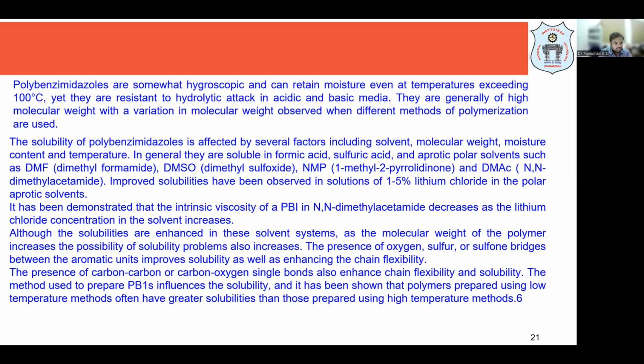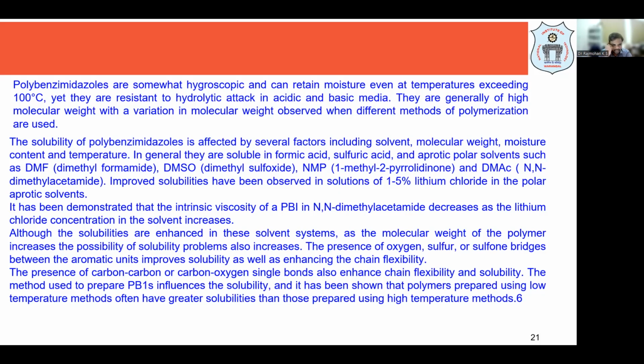If you look at the properties of these polybenzimidazoles, they are somewhat hygroscopic and can retain moisture even at very high temperatures, more than 100 degrees Celsius. Yet they are resistant to hydrolytic attack in acidic and basic media. They are generally of high molecular weight, with a variation in molecular weight observed when different methods of polymerization are used. The solubility of these polybenzimidazoles is affected by several factors, including what kind of solvent is used, the molecular weight, the moisture content, and the operating temperature. Depending on that, you will have different solubility of these PBIs.